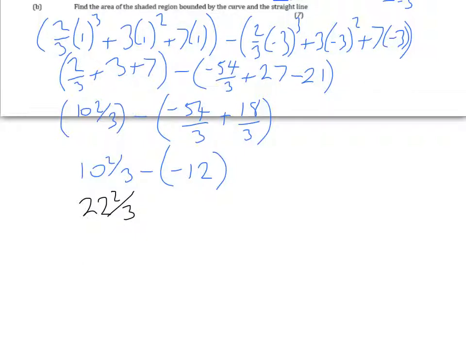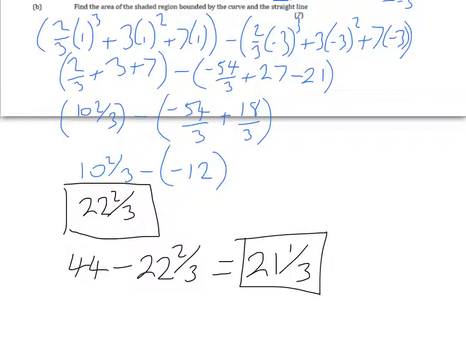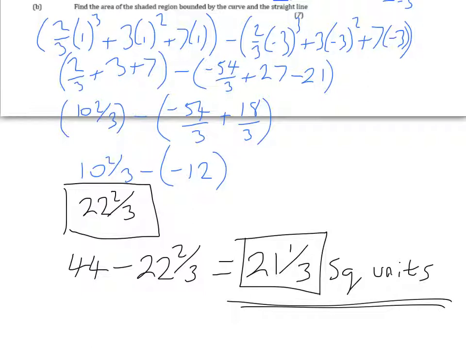Now, what we've got to remember is that the area of the trapezium from before, we're going to take this value away from it. So actually we've got 44 minus 22 and 2/3. Now, if I were to take 22 away from 44, I get 22. I need to take an extra 2/3 away. So I've got 21 and 1/3. So the area underneath the curve should get 21 and 1/3 square units.